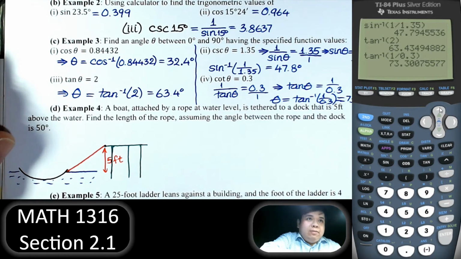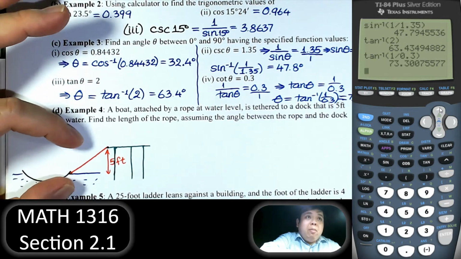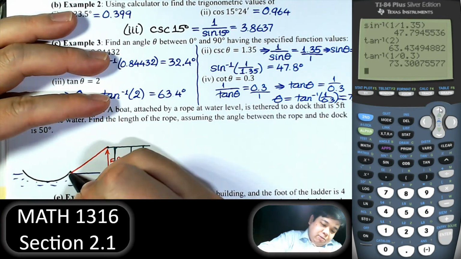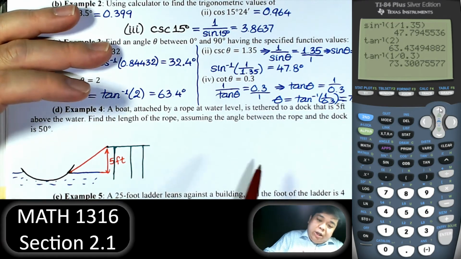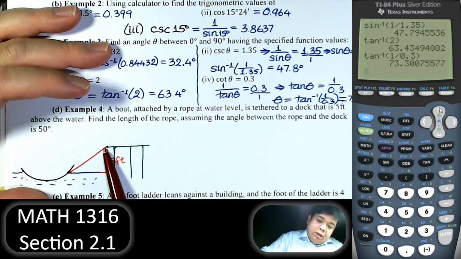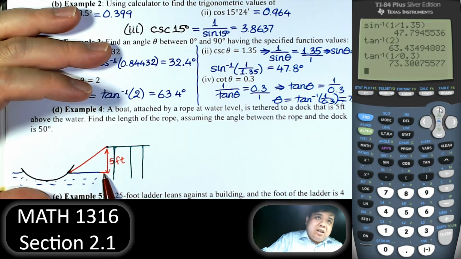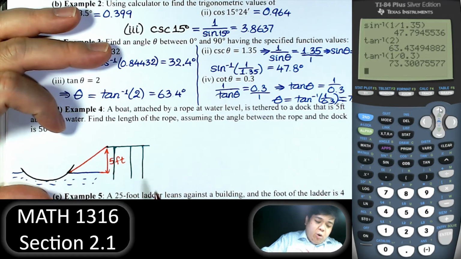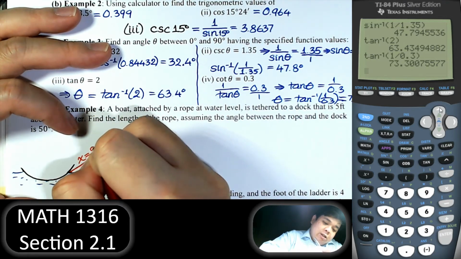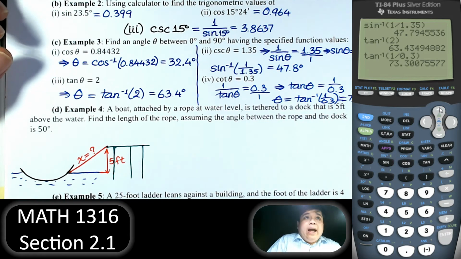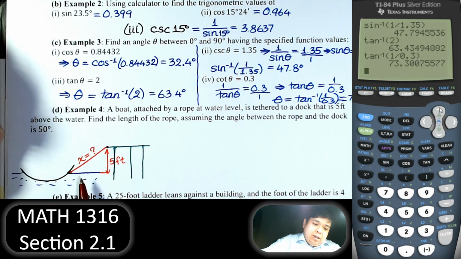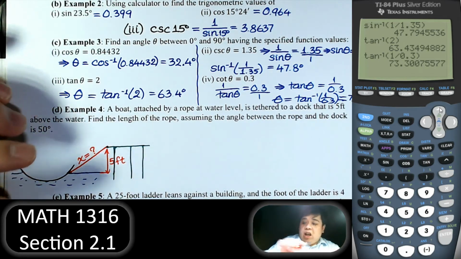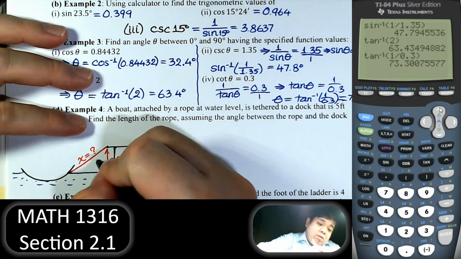Yeah, usually that's a bit much. See, the boat is about, okay. Right, and the angle between, this is the rope, and 5 feet above the water, so that is that distance. And find the length of the rope, so we don't know this. And we know the angle between the rope and the dock, not between the rope and the water level. So when we talk 50 degrees, actually 50 degrees is going to be this.